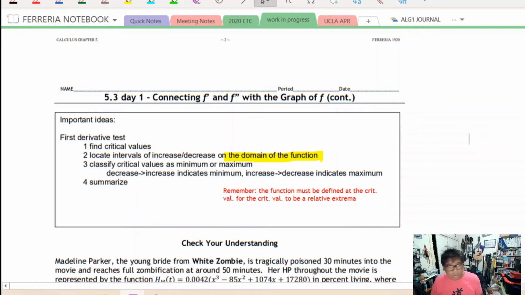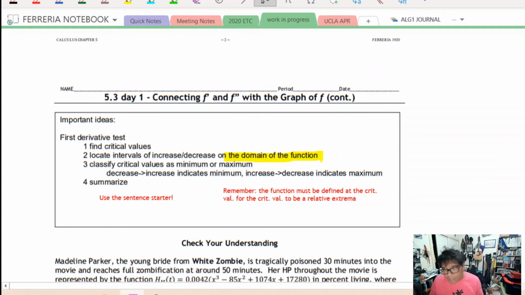Remember, the function has to be defined at the critical value for that critical value to be a relative extremum. And then to summarize, you want to make sure you use that sentence starter. Don't reinvent the wheel. Use the same sentence over and over again.